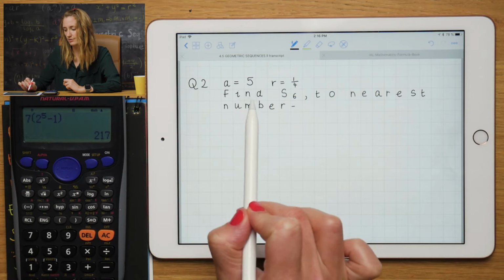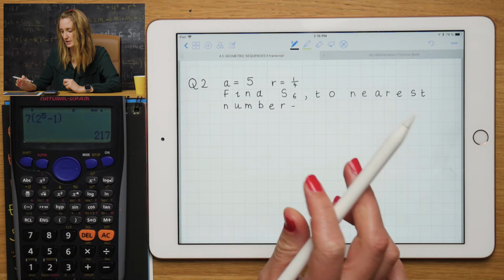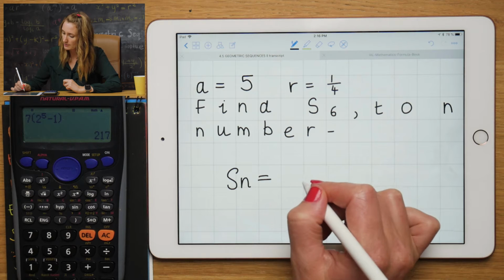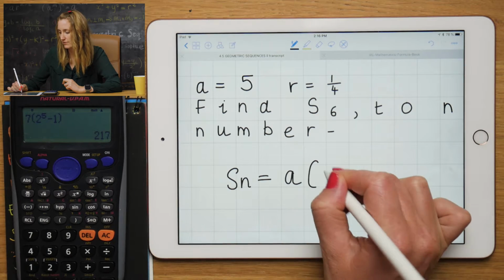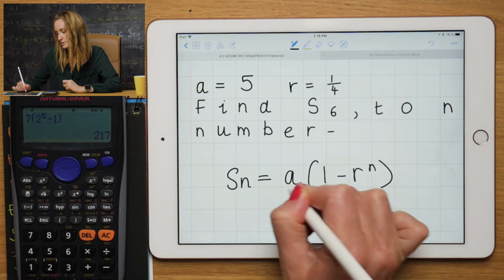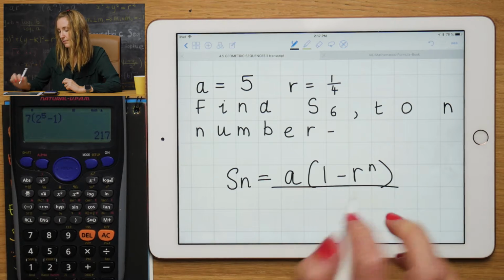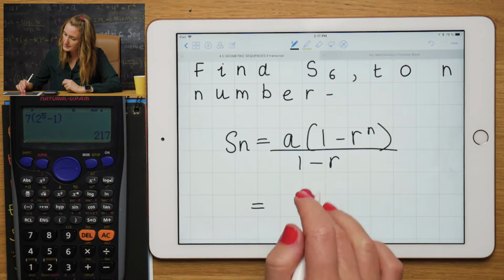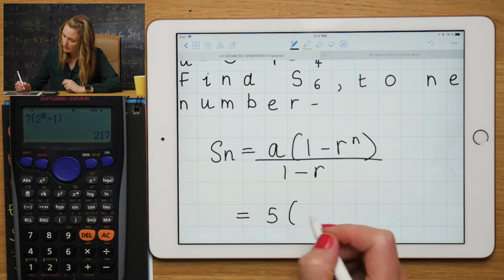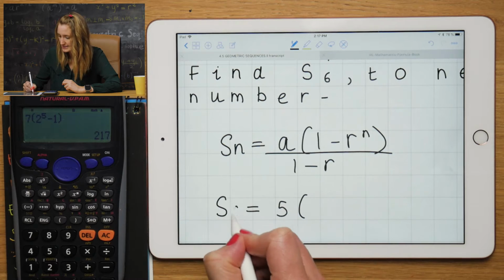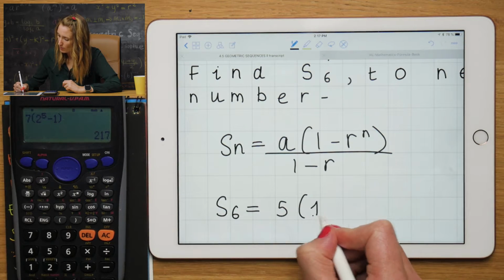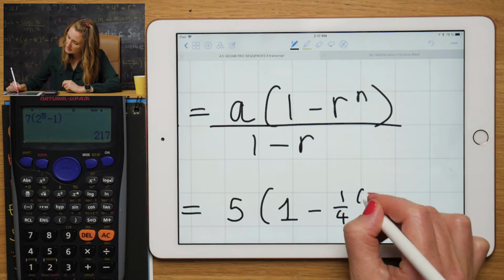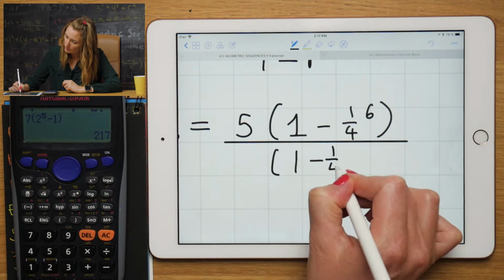In question 2, we've been told that A is 5 and R is a quarter, and to find S6. Now we're going to use the smaller version. We're going to use the version of the formula where R is small. So we're going to flip around the 1 and the R. So now we can substitute inside. A is 5. We want to find S6, so we know that N is 6. 1 minus a quarter to the power of 6. And here 1 minus a quarter.